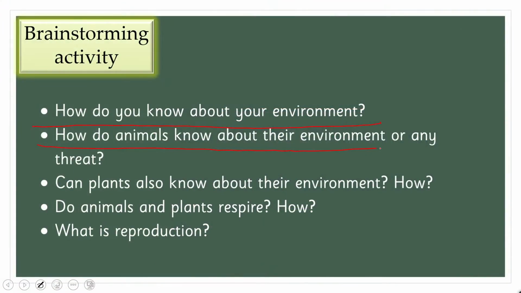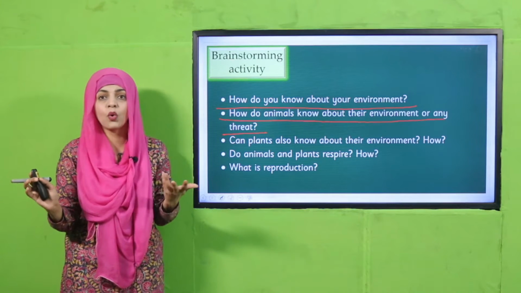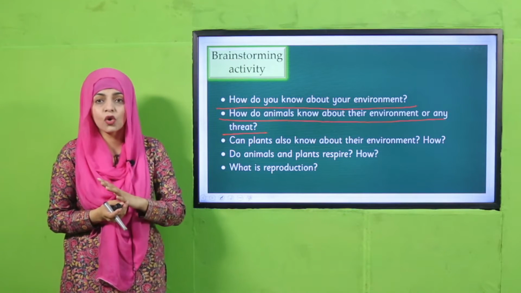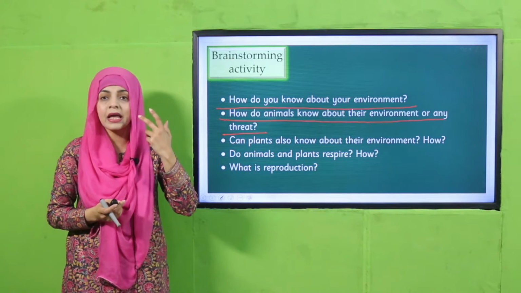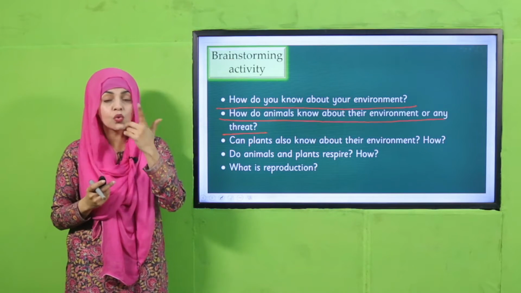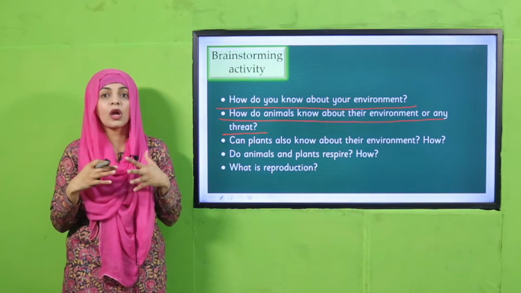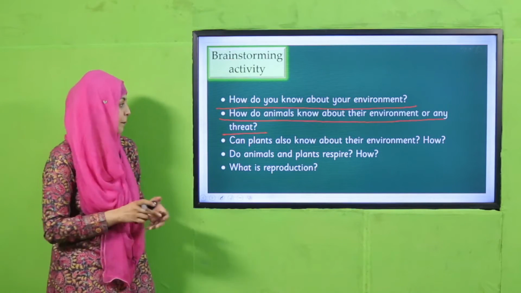How do animals know about their environment or any threat? With the help of their sense organs. Even animals जो है, उनको भी अपने environment के बारे में कैसे पता चलता है? कोई threat है, कोई खतरा है उनकी life को, तो with the help of their sense organs, different sense organs, hearing, smell, usually animals जो है वो सुन के और सूंघ के बता देते हैं कि if there's any threat around या कोई उनका enemy जो है वो उनके इर्द गिर्द है.